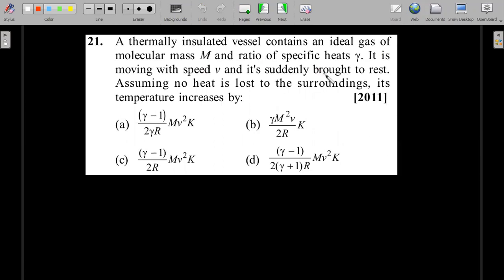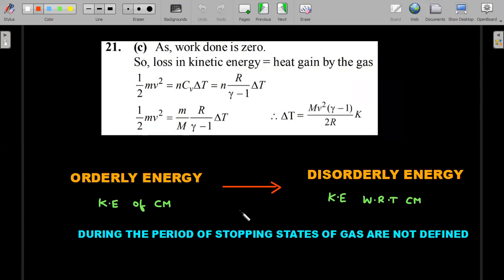A very standard one that has been asked both in JEE Mains and Advanced is about a moving vessel. A thermally insulated vessel contains an ideal gas of molecular mass m and ratio of specific heats gamma. It is moving at a speed v and it's suddenly brought to rest. Assuming no heat is lost to the surroundings, its temperature increases by... Now options are given. You're supposed to estimate the temperature rise due to a vessel which was originally moving being brought to rest. Standard question. You should know the basics of this.